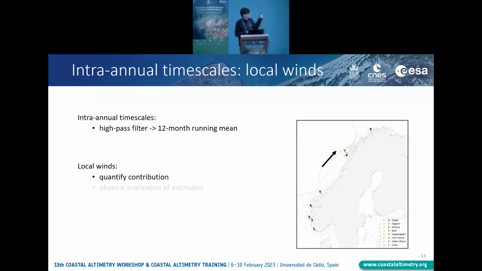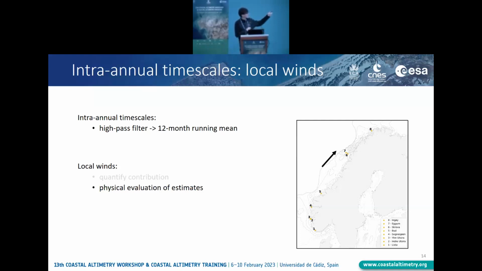As I was saying, we also consider the contribution of winds. So we're interested in the contribution of winds on inter-annual time scales, so we filter all the time series with a 12-month running mean. And then we consider the local winds, on the one hand to assess their contribution, for example because GRACE has not been used in the region, and also to provide a further, physical evaluation of the estimates.